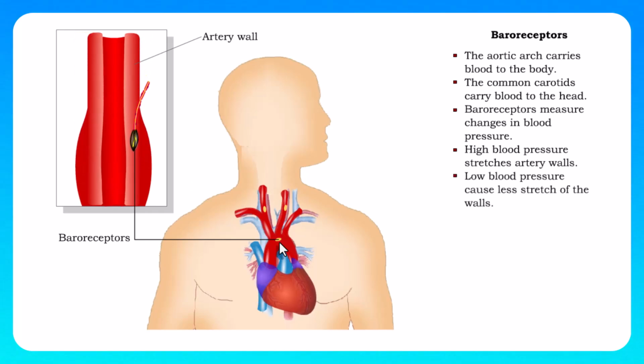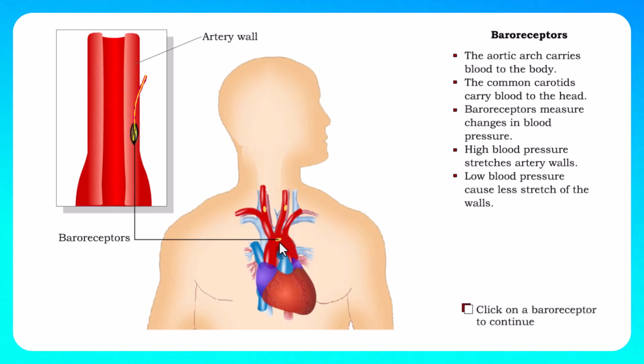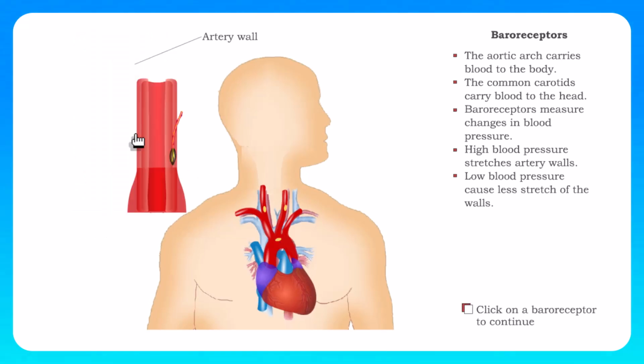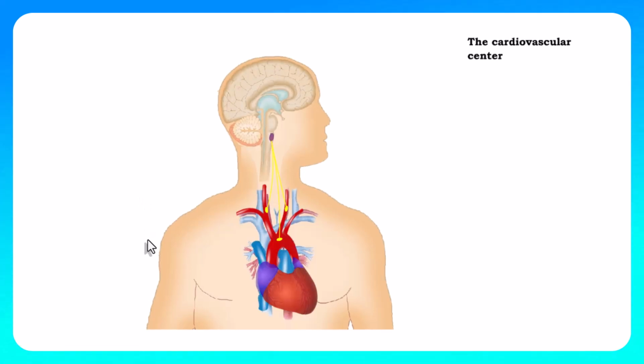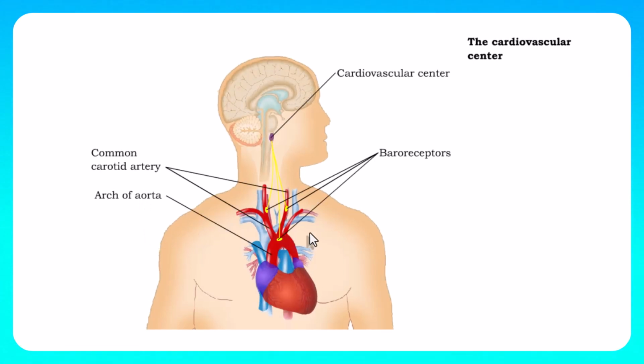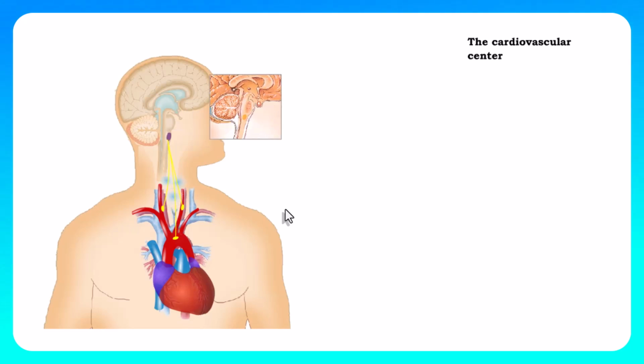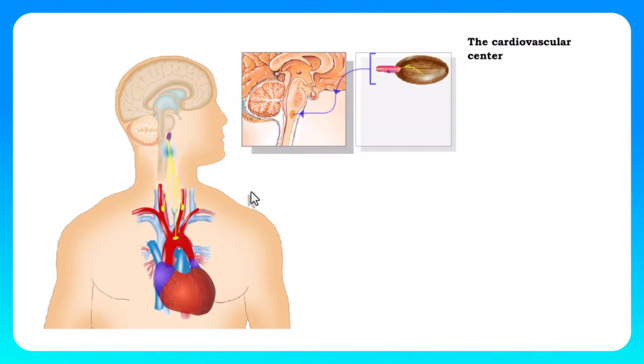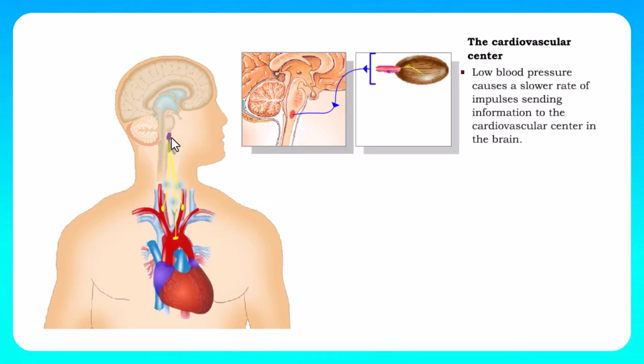These neurons respond to a change in normal pressure by monitoring the stretch in the walls of arteries. If pressure is high, the walls stretch. If pressure falls, they are less stretched. Baroreceptors send information to the cardiovascular center in the medulla oblongata.